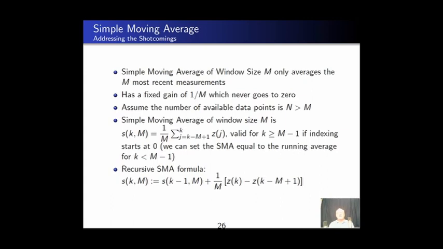So here's the recursive formula, which makes sense. It's the old average plus 1 over M times the difference between the latest measurement and the oldest measurement. So as the window is moving forward from the previous time k minus 1 to the current time k, you're going to lose your oldest measurement that you had before, z_{k-M}, so you want to throw that away. But you're acquiring a new data point, z_k, so you're adding that in. Otherwise, all the other data points in the window are the same between k and k minus 1. So intuitively, this formula makes sense.